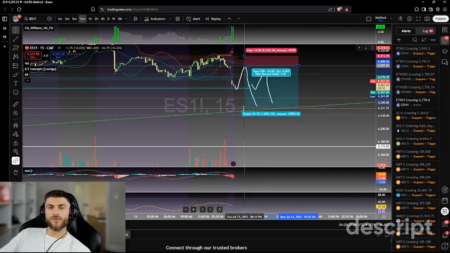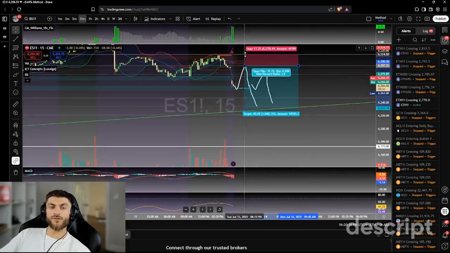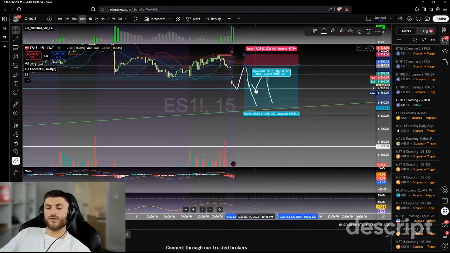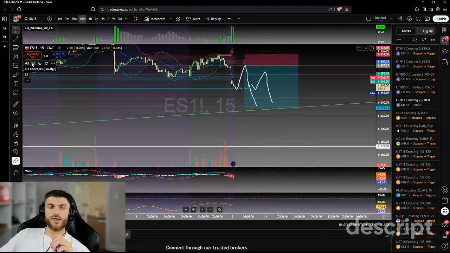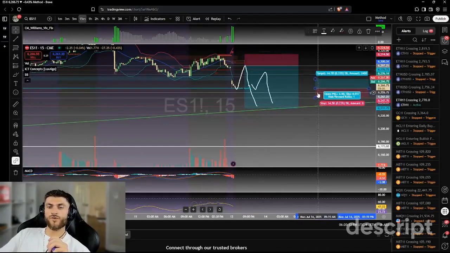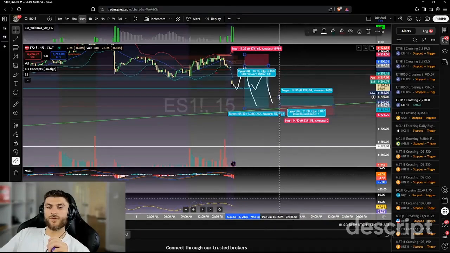If it played out more so like this, where it is testing that fair value gap and you still have your stop loss at the most recent high and that bearish order block, you're getting a much better risk reward. If it were to play out something like this, I would honestly rather just sit on my hands for an hour or two and wait for something like this to go long on ES.